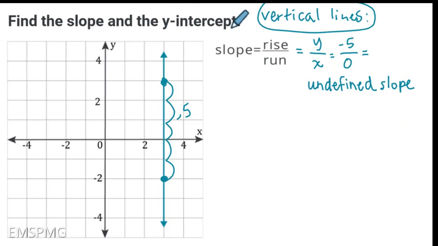Next thing, find the y-intercept. Where does this line cross your y-axis? It doesn't. So guess what? You have no y-intercept. Sometimes that will happen.